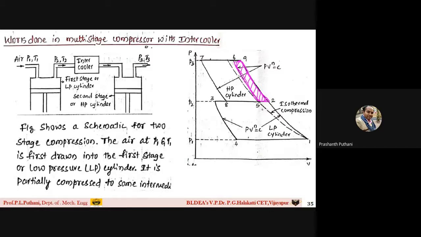So like this, if you go on doing it for 3 stages, 4 stages, ultimately you can see that the compression can be delivered at whatever required pressure you want. Along with that, the work input can also be reduced. And using an intercooler, the temperature is reduced, keeping the pressure constant. I hope this point is clear to you. Now I'll move further.